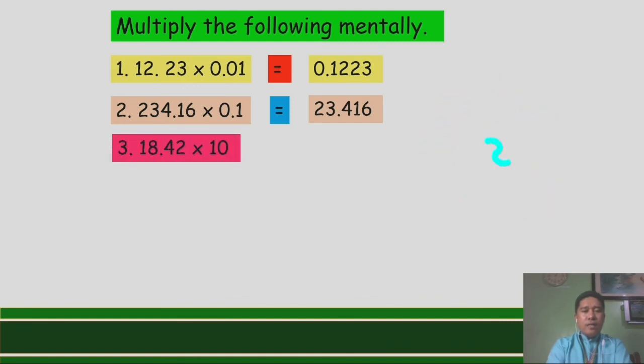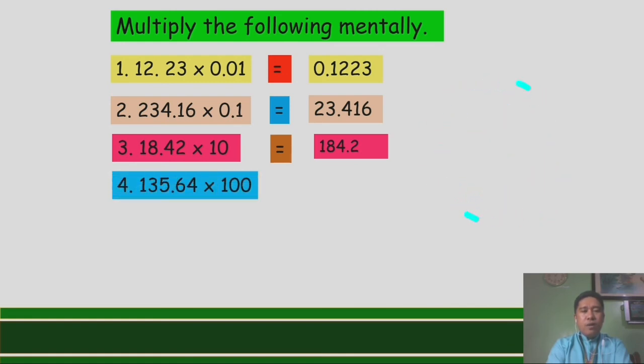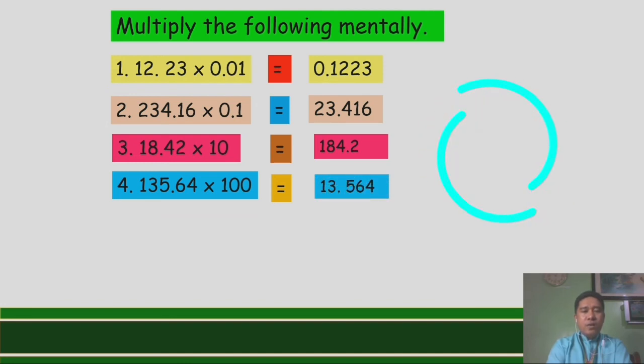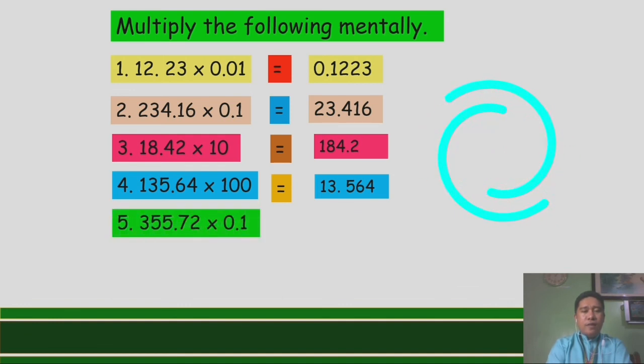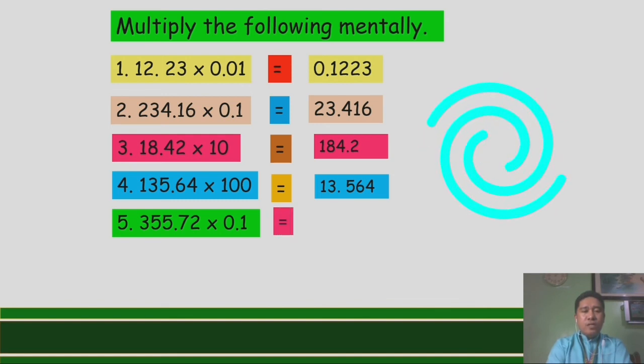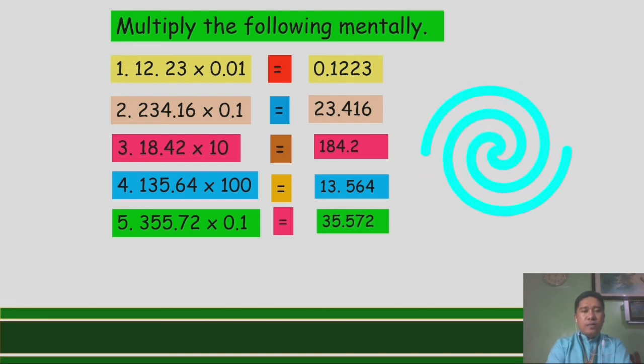Number 3. 18 and 42 hundredths times 10. Your answer is 184 and 2 tenths. Definitely you are correct. Number 4. 135 and 64 hundredths times 100. If your answer is 13 and 564 thousandths, you are correct. Number 5. 355 and 72 hundredths times 1 tenth. If your answer is 35 and 572 thousandths, again, you are correct.